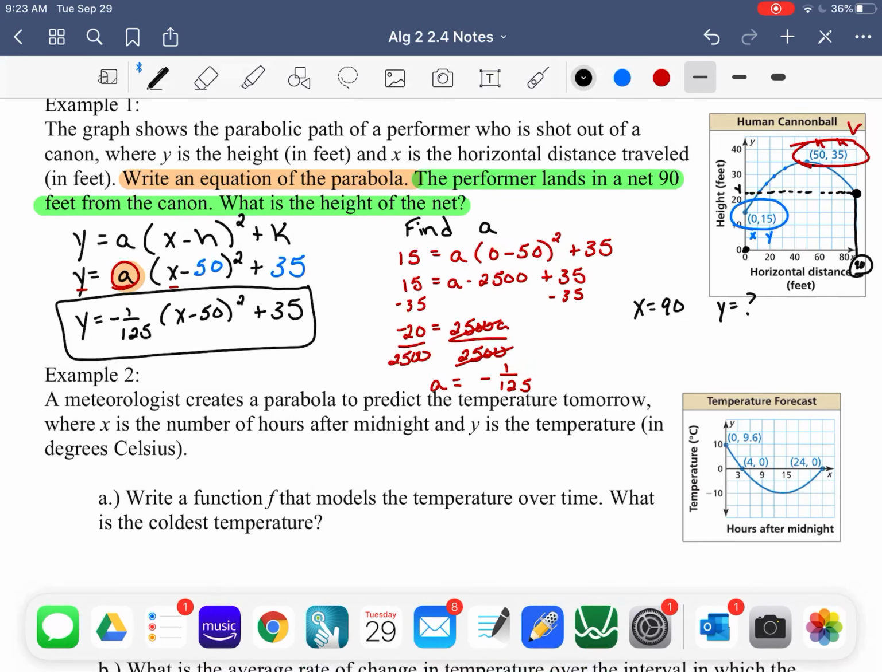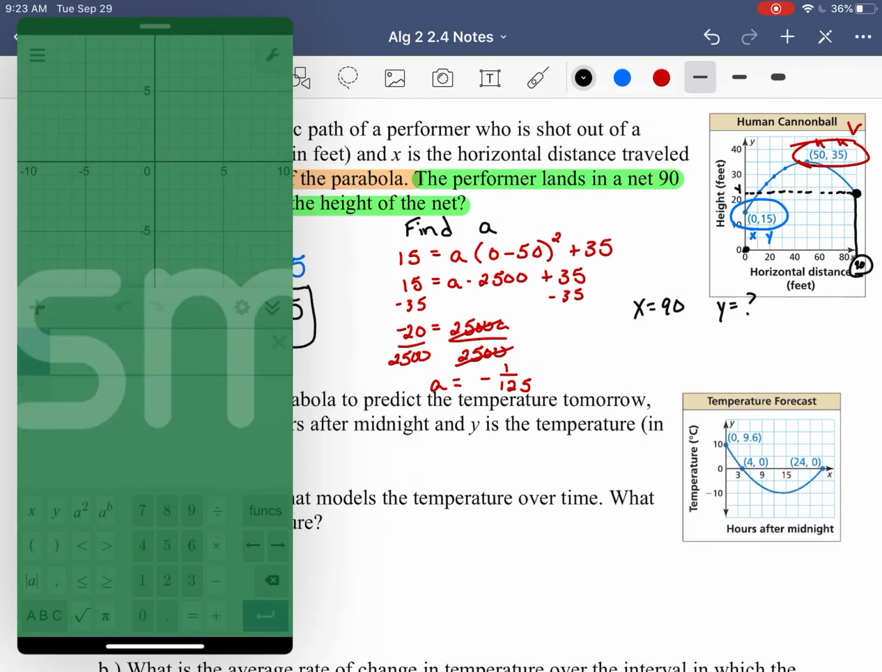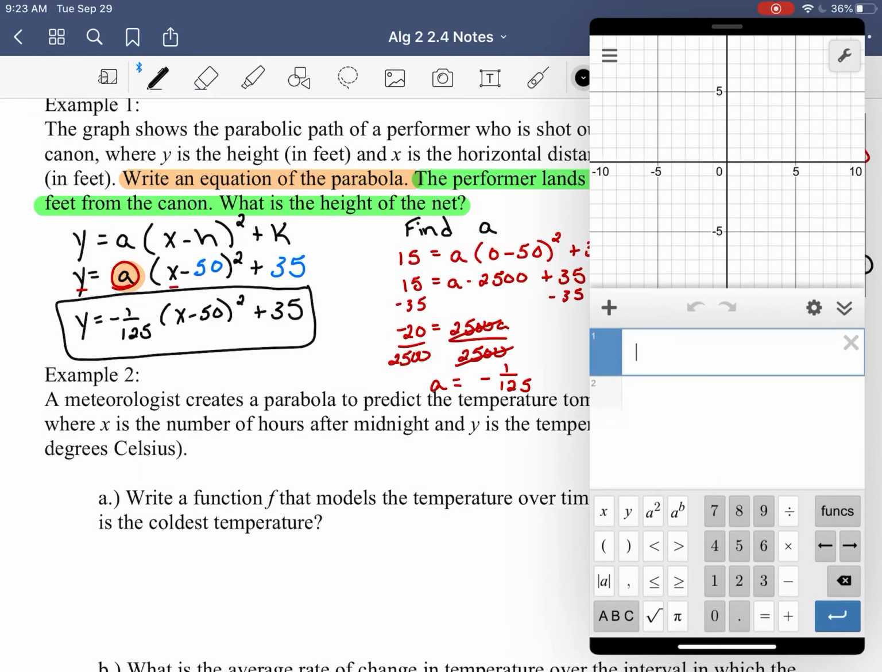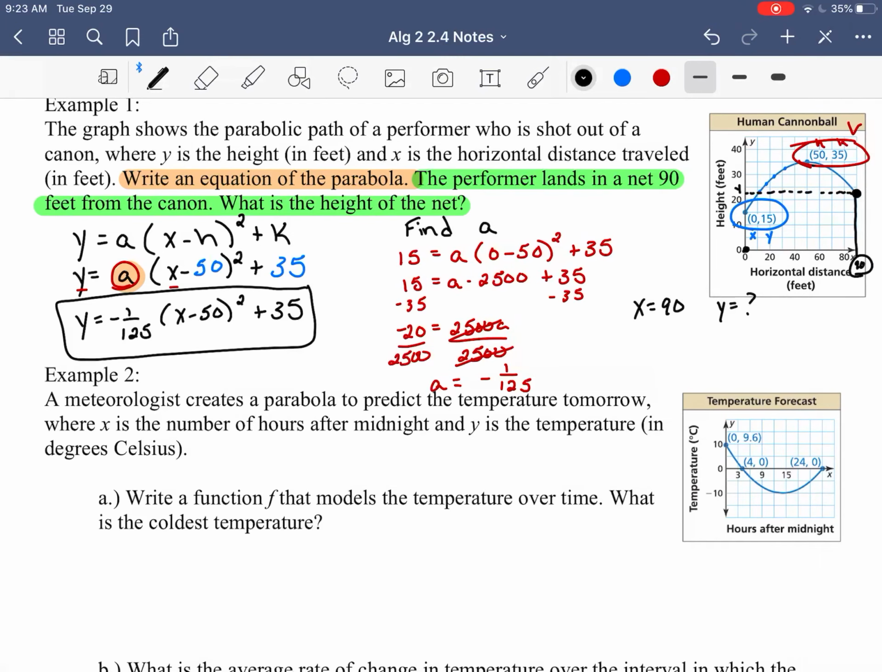So to find that, I'm just going to plug a 90 in for my x. I'm going to do this using Desmos. Okay, let's just get rid of the y. So let's go negative 1 over 125. We're going to need parentheses. x is 90 minus 50 squared. And then we're going to add 35. Okay, so it looks like when we plug that in, we get 22.2 feet. So there is the height of the net, 22.2 feet.